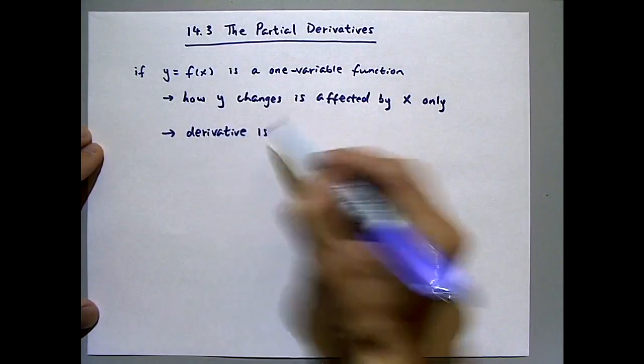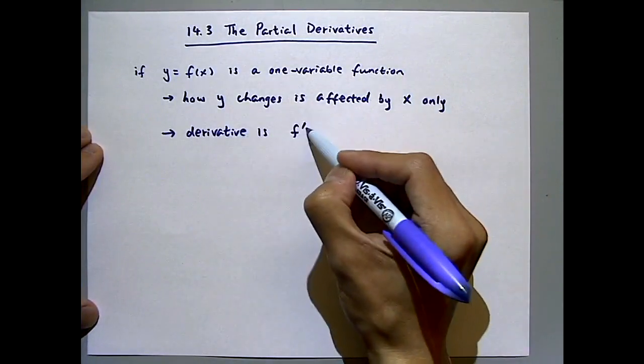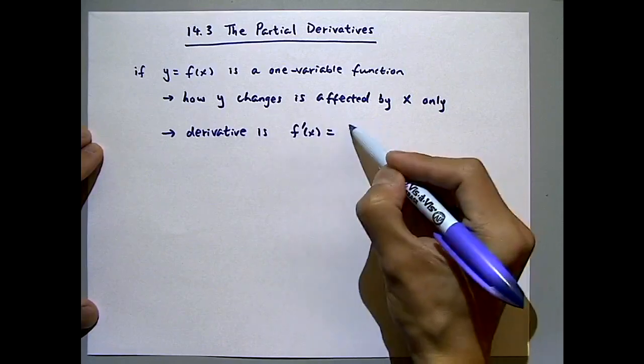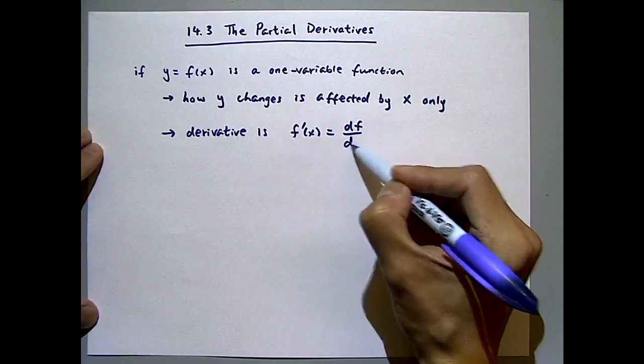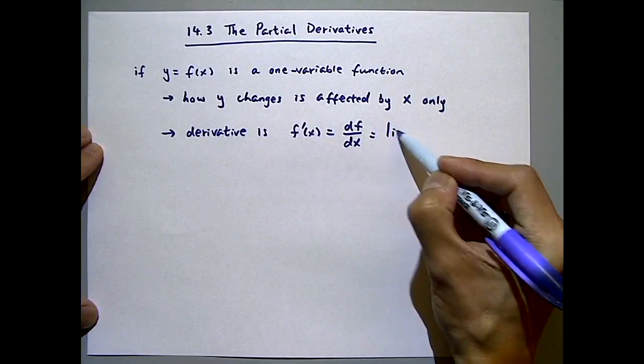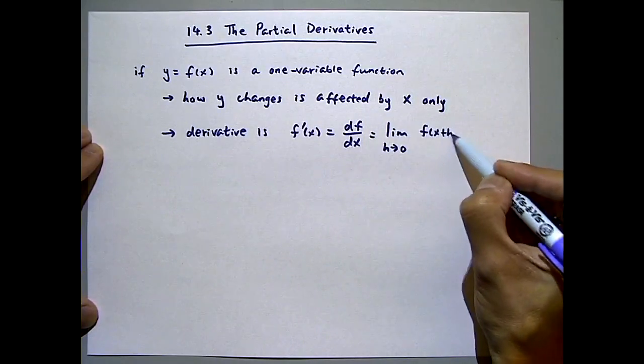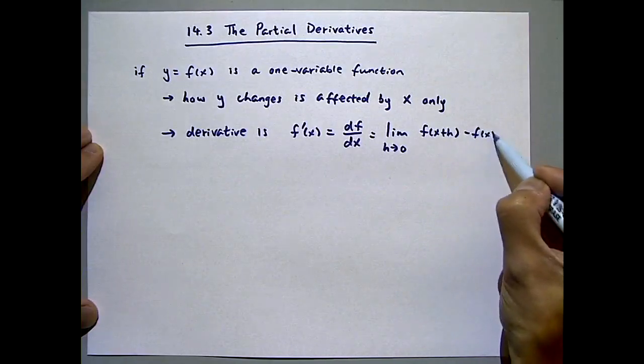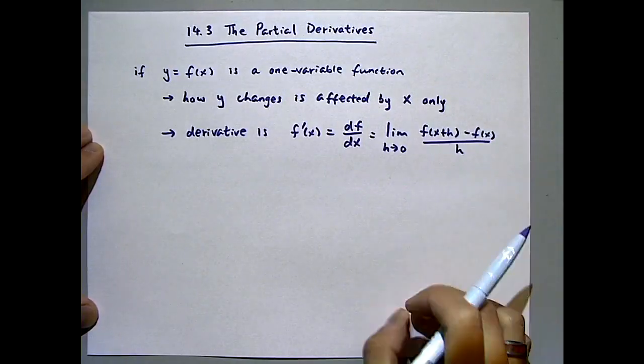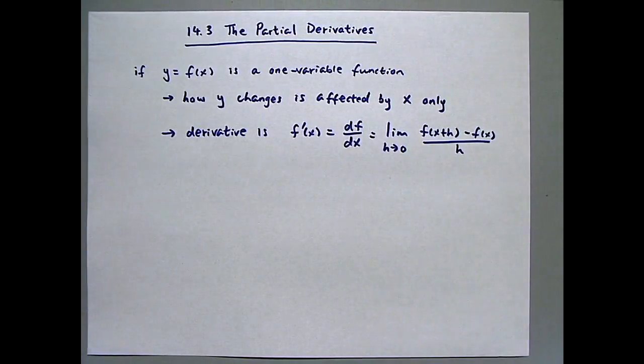The derivative is, as you all remember, f prime of x, which is df dx, the limit as h goes to 0 of f of x plus h minus f of x over h. Okay? Now when we talk about functions of more variables, then things get more complicated.